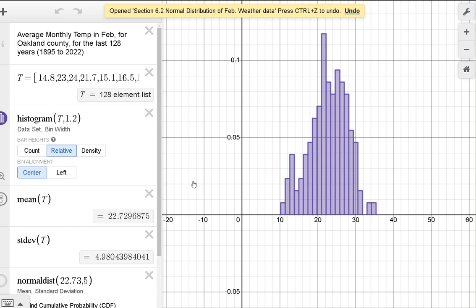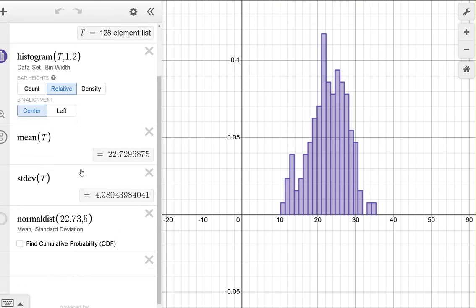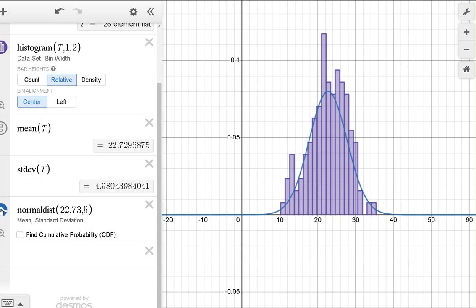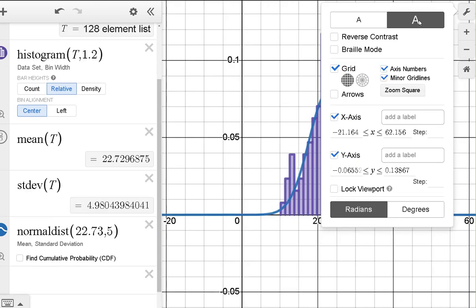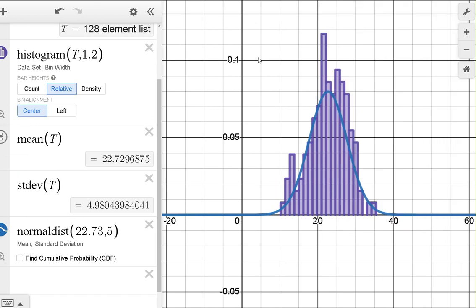So this is a frequency histogram for the average monthly temperature in the month of February in Oakland County for the last 128 years, going all the way back to 1895. If you look at it and kind of wink and nod a little bit, it looks like a normal distribution. Is it perfect? No. But later on in this course, we'll learn ways that we can try and decide if something actually fits a normal distribution or not.